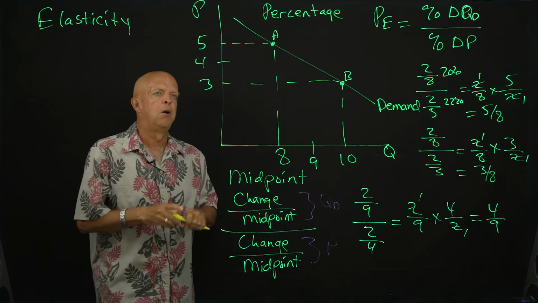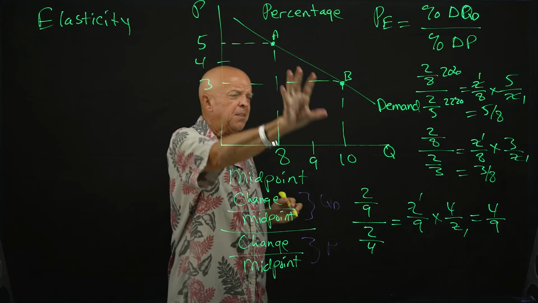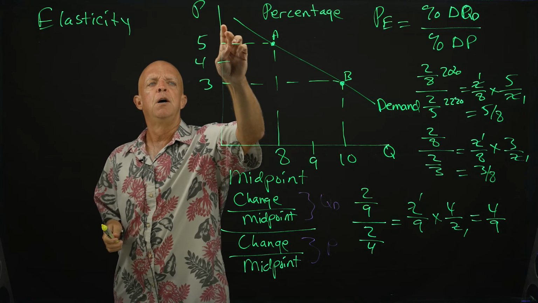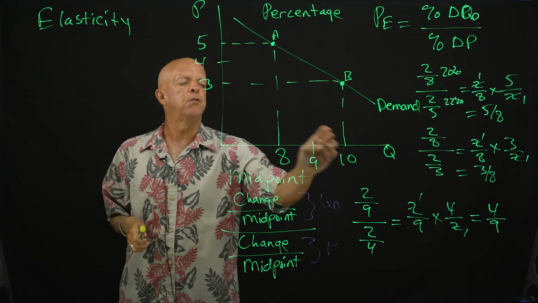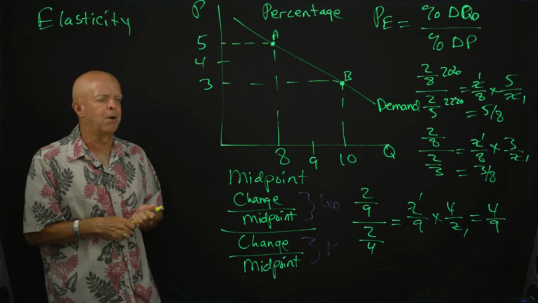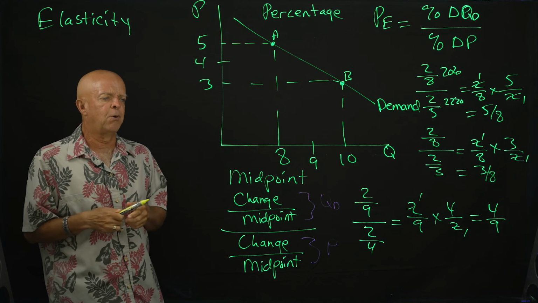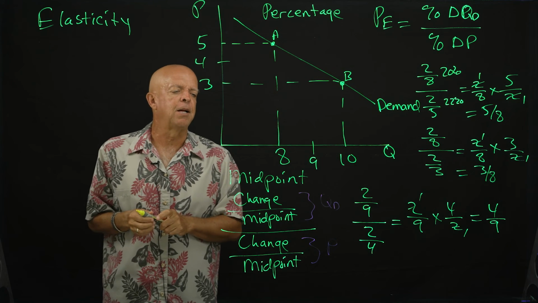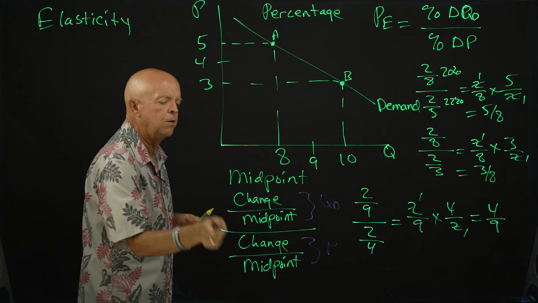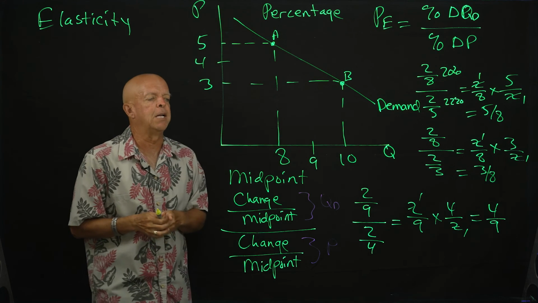And so generally, when you're given problems to calculate it, if you know all four numbers, the first and second price and the first and second quantity, you will undoubtedly have to calculate the midpoint method. And whenever I give test questions, I will say calculate the elasticity using the midpoint method. So definitely know this formula right here.